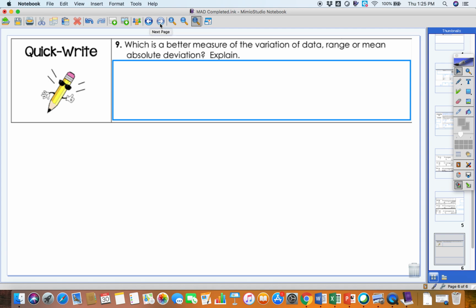Which do you think is a better measure of the variation of data, range or mean absolute deviation? And explain. So I would like you to pause or take a minute and think about this before we continue. Your answer does not have to be exactly like my answer. The decision probably needs to be the same, but the explanation can be different. So again, this doesn't have to be word for word.